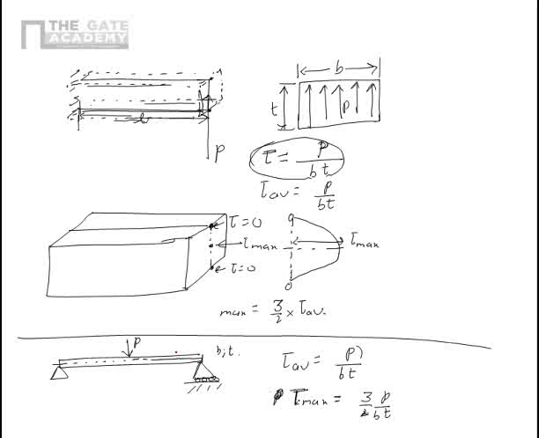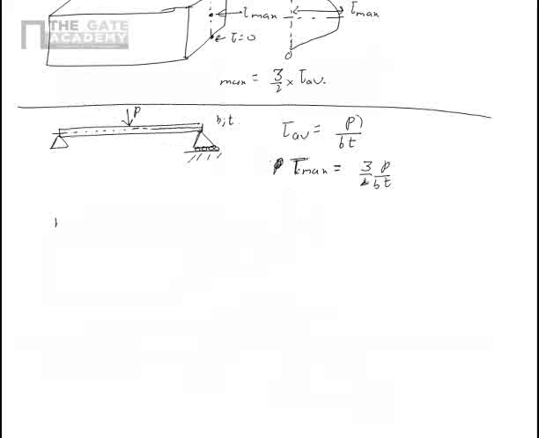Now let's go back to the problem which we had seen previously, which is that there is a simply supported beam with a projection here and there is a force P. Now in this case, we know that the maximum shear force is nothing but equal to the reaction, and the reaction at any location is, if this length is A, this moment is PA, so the reaction is PA by L.